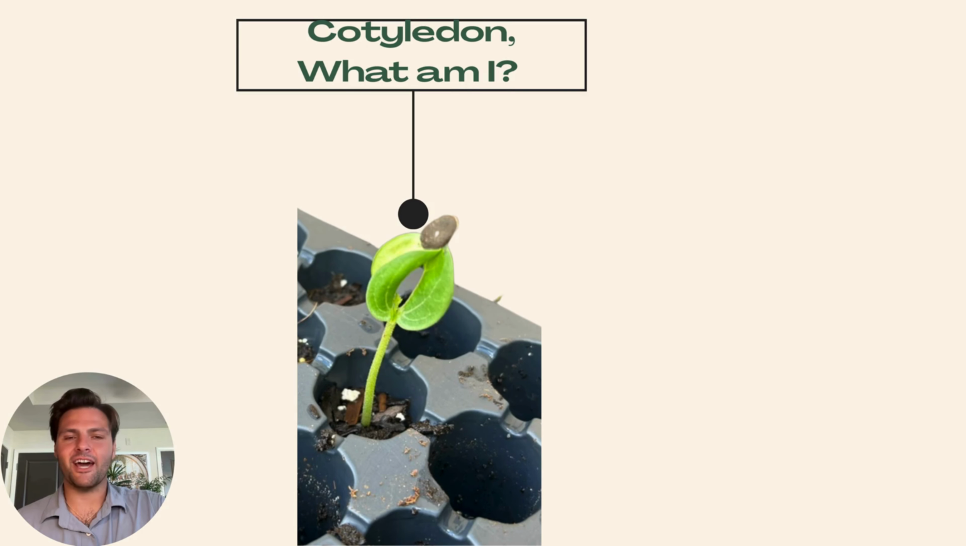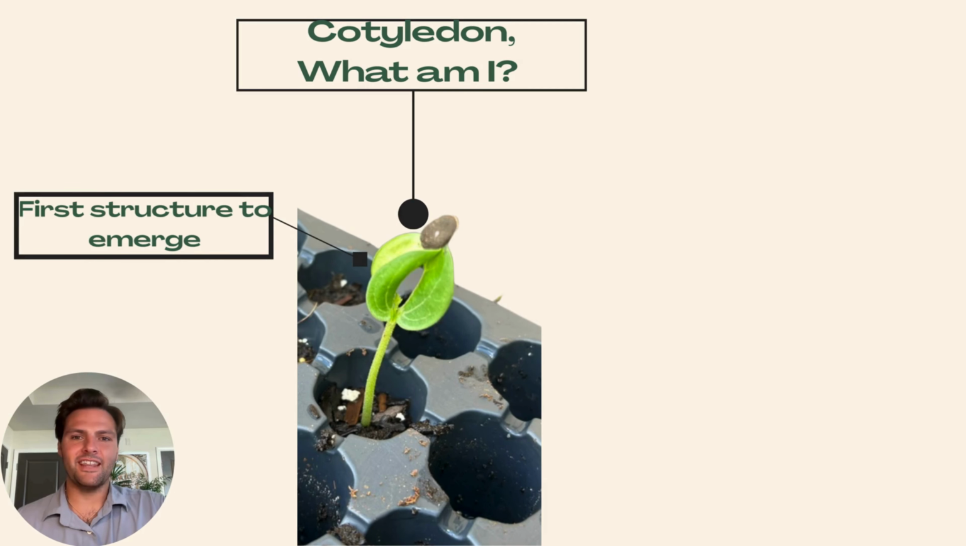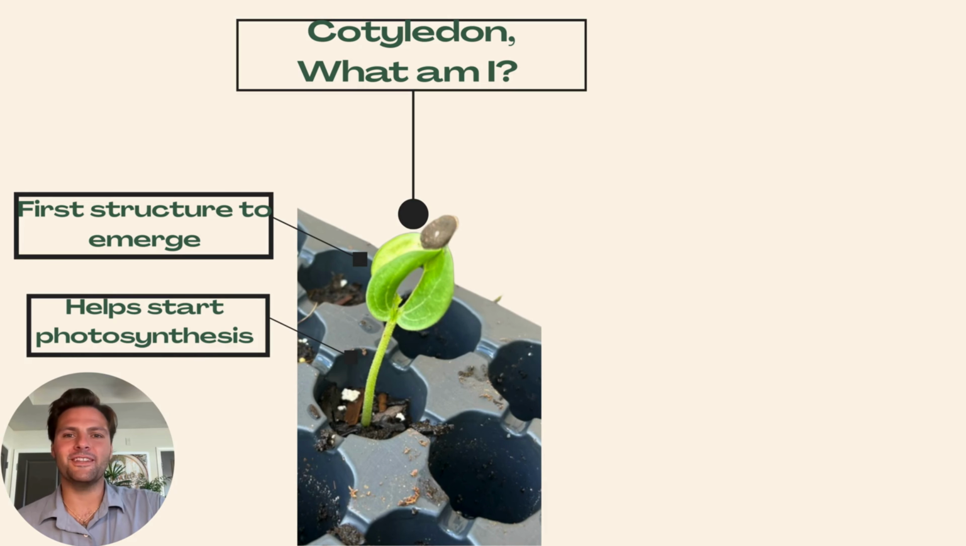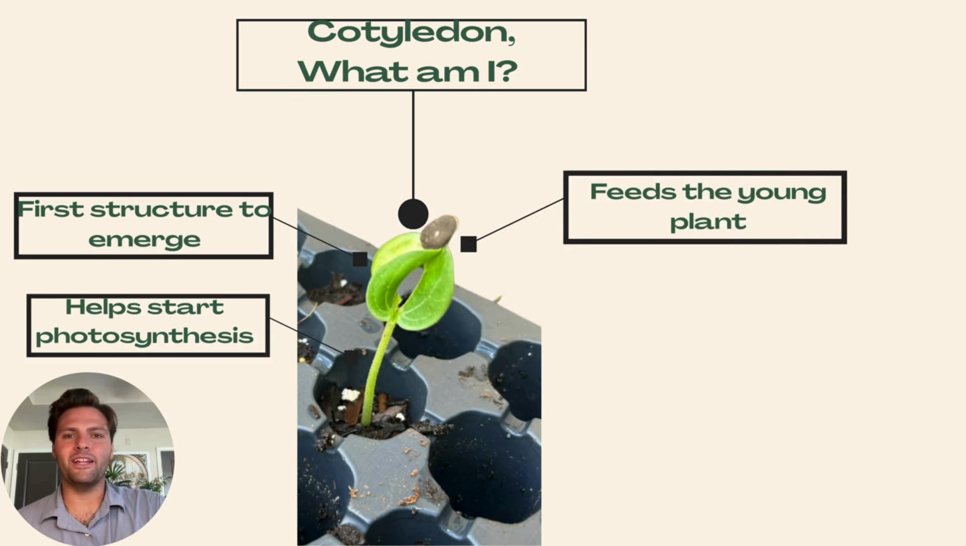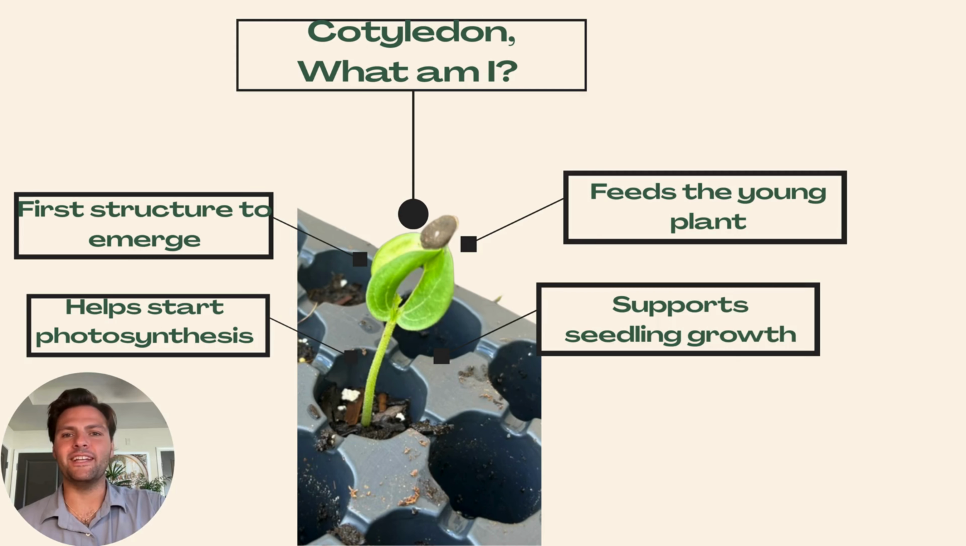To break it down, cotyledons do four really important things for a young plant. First, they are usually the first structure to emerge from the seed. Second, they help kick off photosynthesis once the seedling reaches the light. Third, they feed the young plant using nutrients stored in the seed. And finally, they support the seedling during its earliest stages of growth.